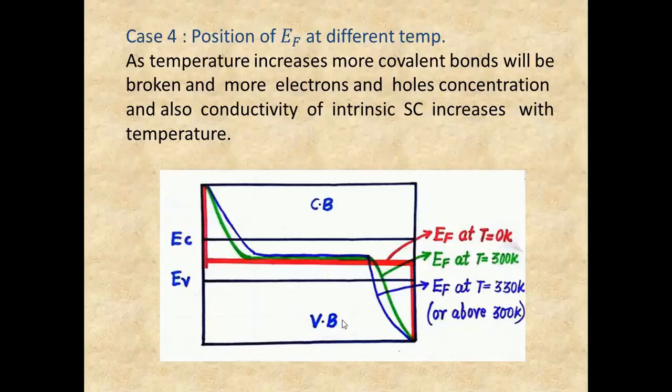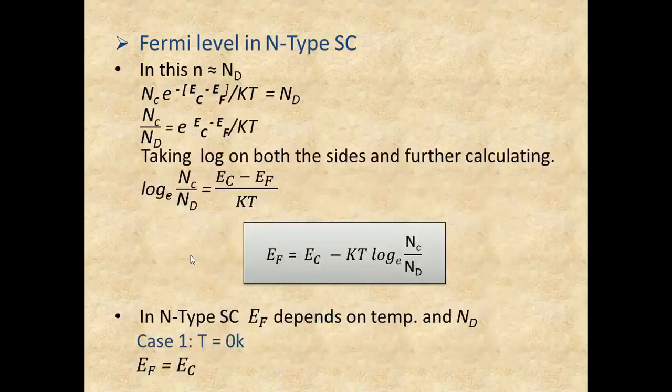Red color shows when temperature is 0 Kelvin, then green color comes, then blue color comes, and it goes on the opposite. Green is your 300, then 330, then above 330. So as temperature is increasing, more covalent bonds are breaking up and more electron and hole concentration, and also of course conductivity increases with temperature. This I'm telling you from the very first lecture, that conductivity always increases with temperature.